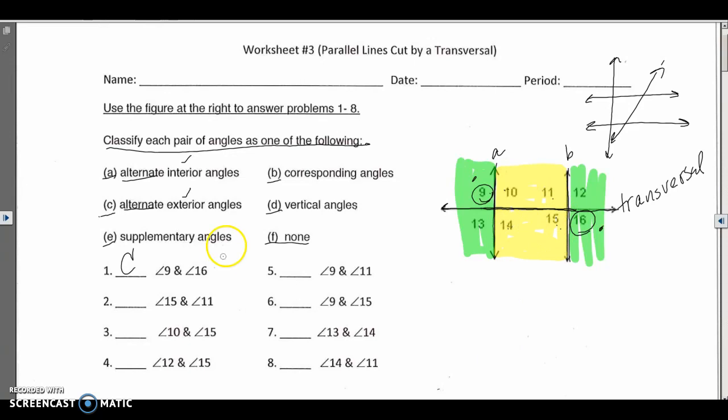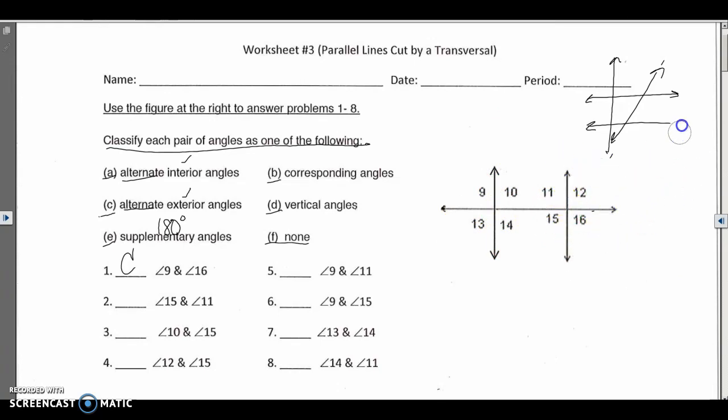Moving on to supplementary angles. Supplementary angles are adjacent angles, which means they're right next to each other. And what they do is they equal 180 degrees in their measurement. Let me take some of this off and let's look for supplementary angles. Now, they have to be right next to each other.